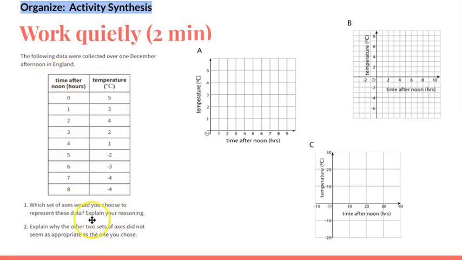So we've got a data table here of time in hours after noon and the temperature in Celsius. If you remember your weather stuff from 5th grade, you should notice some trends here as far as what the temperature does throughout the day. So which of these would make the most sense to use for this?